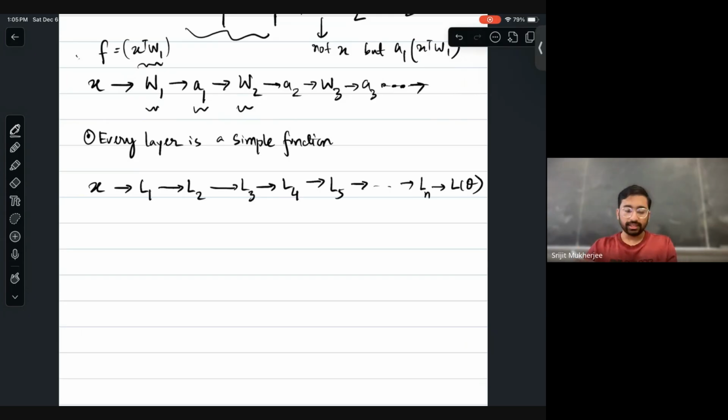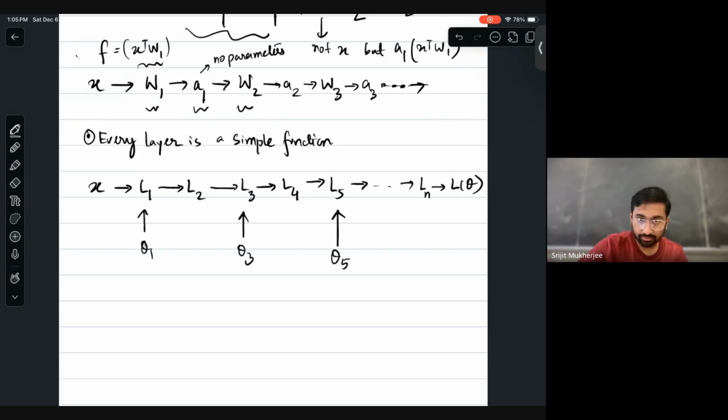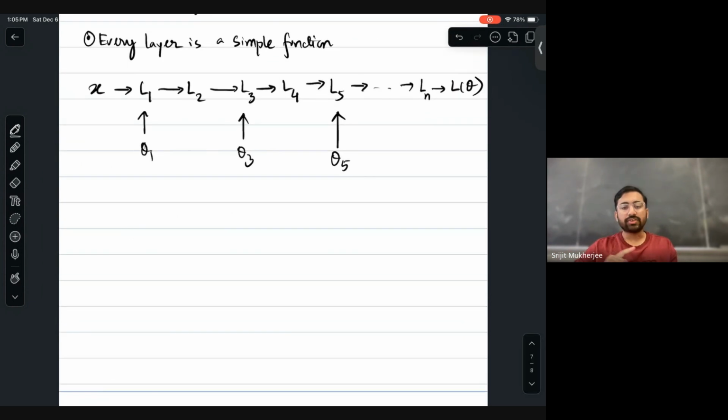Now understand one thing, every layer may have a theta. For example, this W is a parameter here. So it's theta 1 here, theta 3 here. Every layer may not have a parameter. For example, activation has no parameters. But this W is a parameter in itself. All of you get it, guys? So it may not have a parameter, right? So let's now understand in this very case, how do you backpropagate?